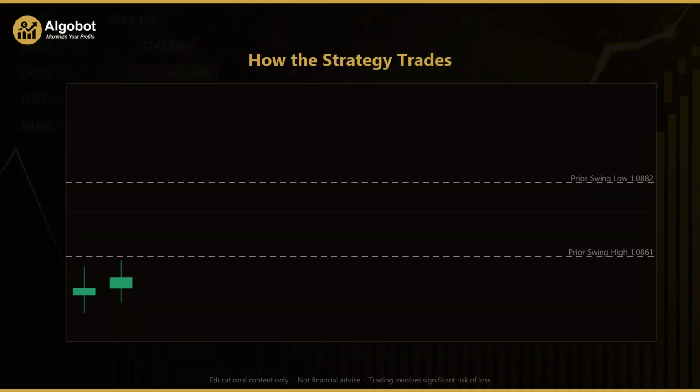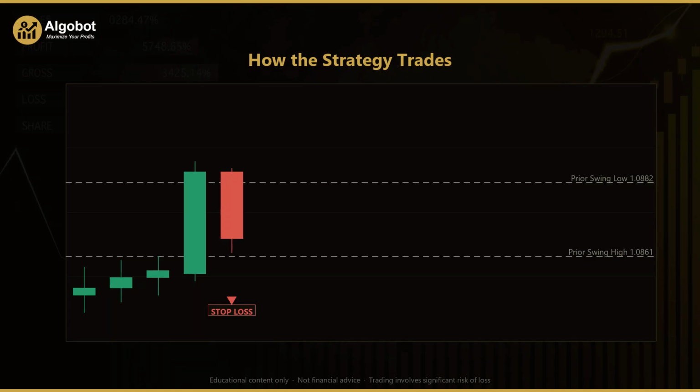Now let's bring it all together on the chart. On screen, you can see a sequence of candles that illustrates how the Thrust Origin Pullback strategy approaches both a long and a short trade. We'll walk through it one candle at a time. We begin on the left with a cluster of small, balanced candles. Price is drifting sideways in a tight range, and you can see a dashed reference line marking the prior swing high at 1.0861.